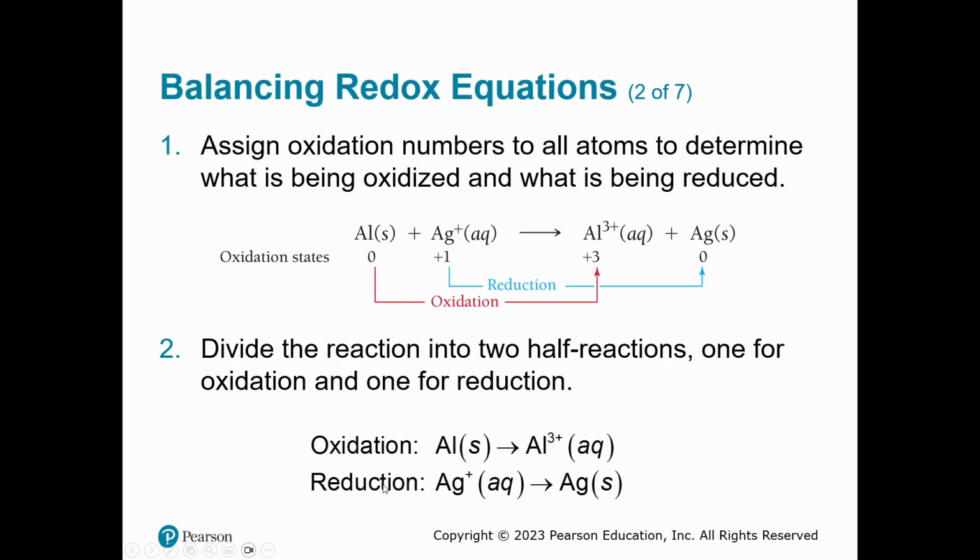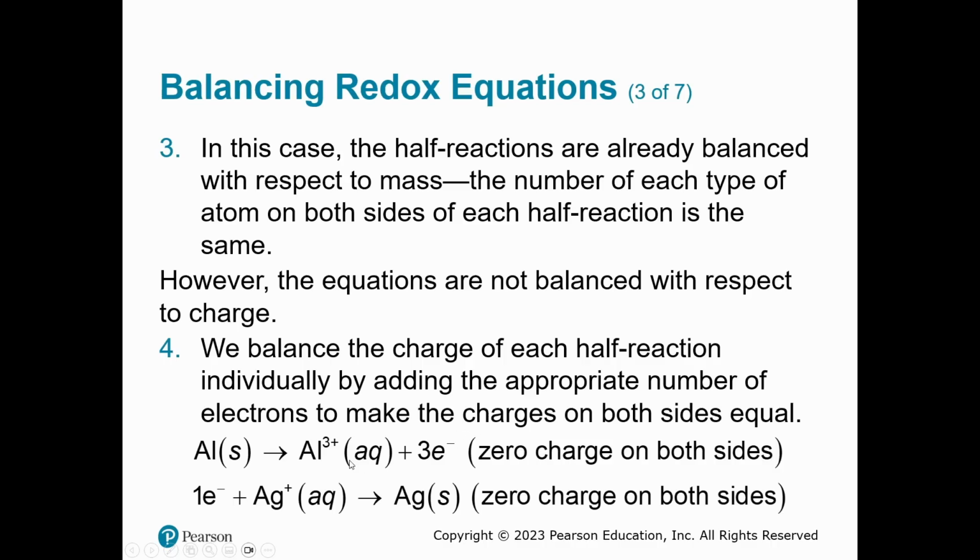However, we're not quite complete because aluminum can't just turn into aluminum 3+. It has to give off some amount of electrons in order to get that +3 charge. So we simply just say that aluminum turns into aluminum 3+ plus 3 electrons. Likewise, silver+ can't turn into silver 0 without first gaining an electron. However, we will also see that for this reaction to be balanced, we have to have the same number of electrons that are being donated as are being received.